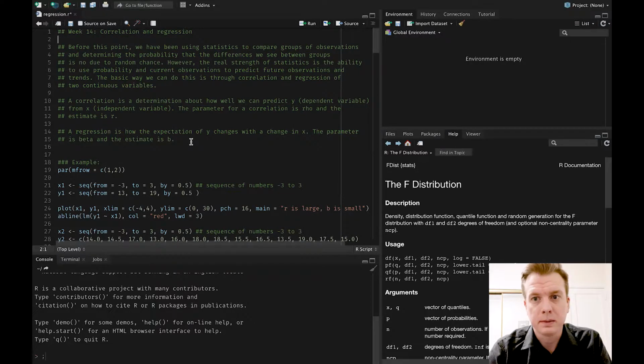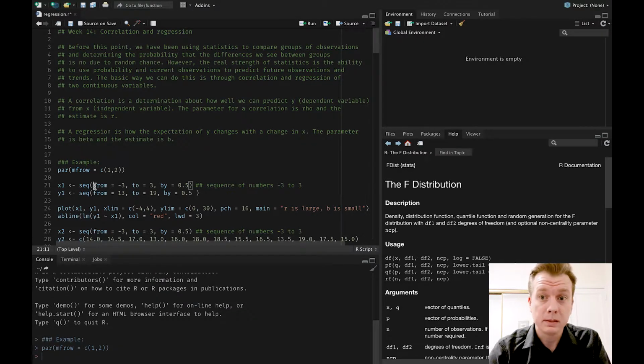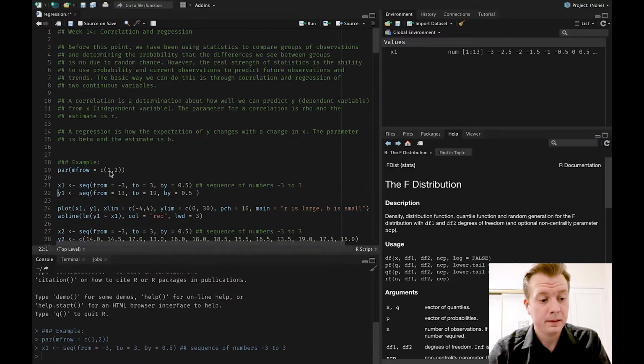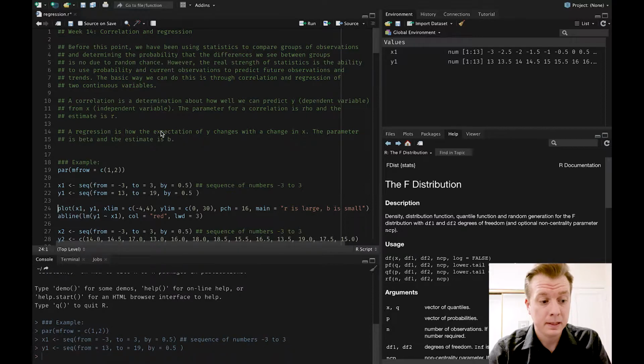Let's take a look at an example of some hypothetical data. It's going to be two graphs, so first I'm going to run parm_rho. Then I'm going to make two hypothetical data sets, x1 and x2. So x1 is a random sequence of numbers between -3 and 3. And then y1 is a sequence of numbers between 13 and 19. Here we need to make sure that our observations of y and x are the same length so that each y is associated with a particular x.